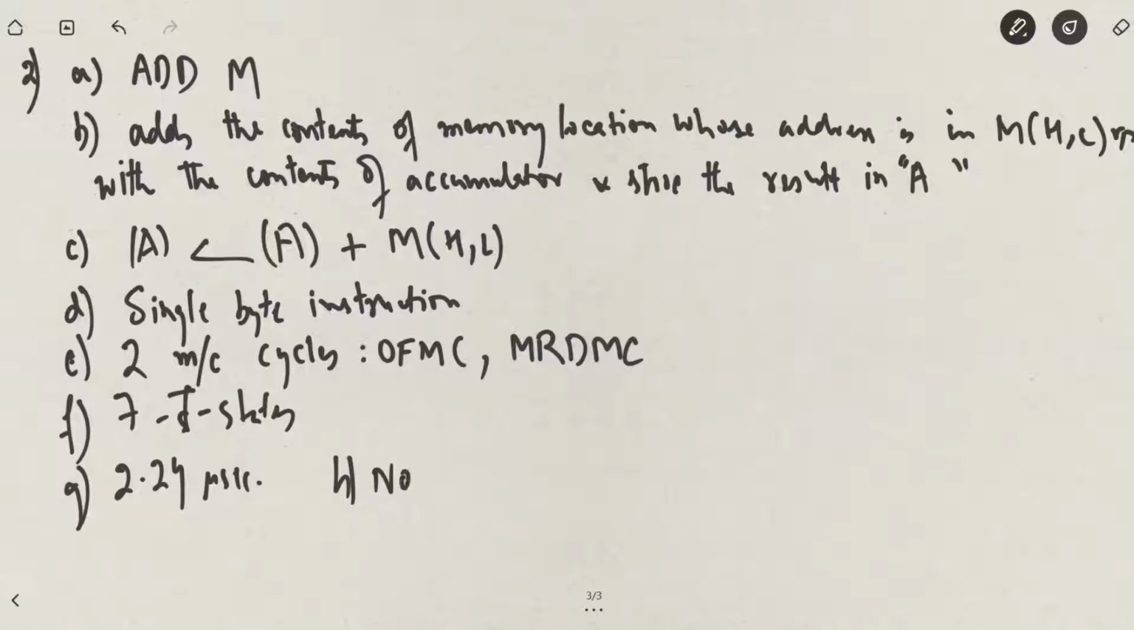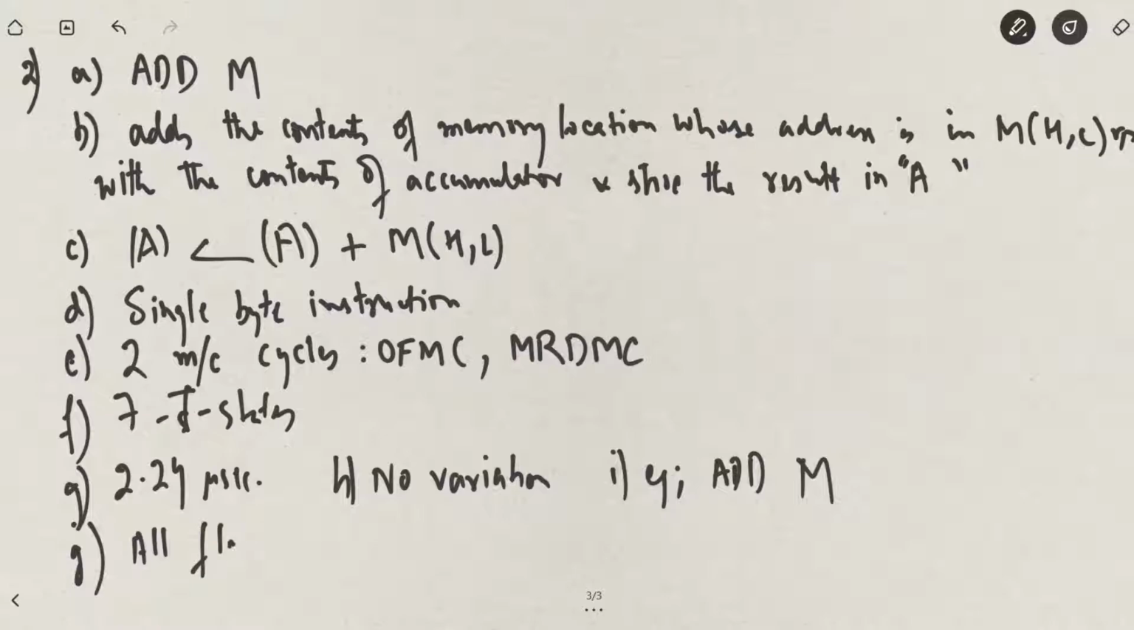There is no variation. For an example, it is in itself an example: ADD M. Fine. And all flags are affected, so all of the flags will be affected in this case.